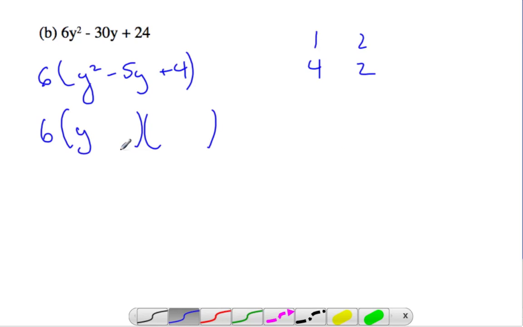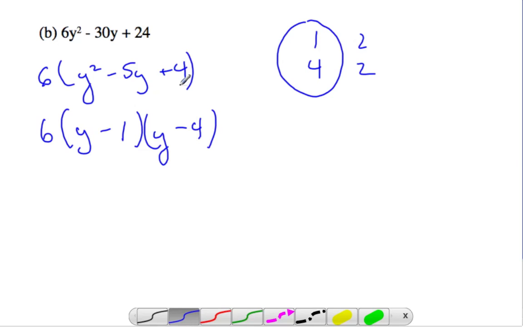So I have to get negative 5 somehow. Well, the only way that's going to happen is using those. And so I get a 4 and a 1. Now, they have to multiply to get positive and combine to get negative 5. So they either both have to be positive or both have to be negative. To get negative 5, they both have to be negative. So be careful of your positive and negatives.